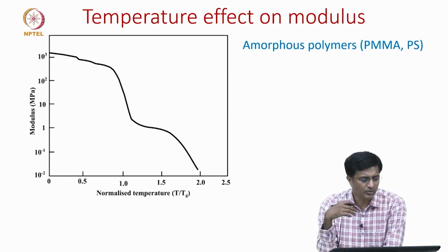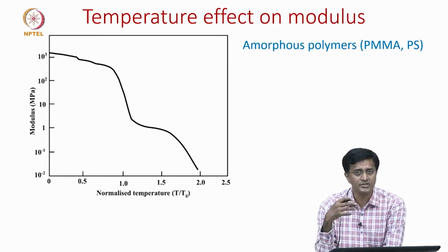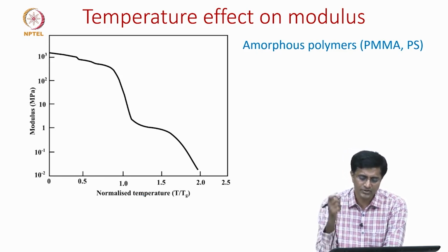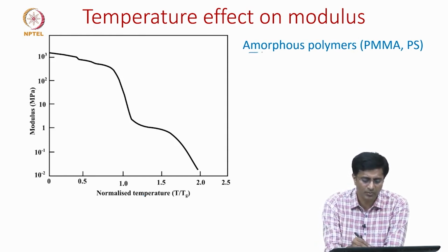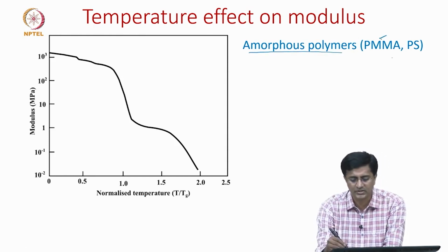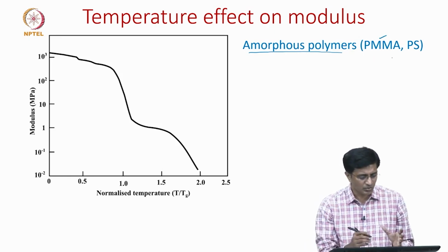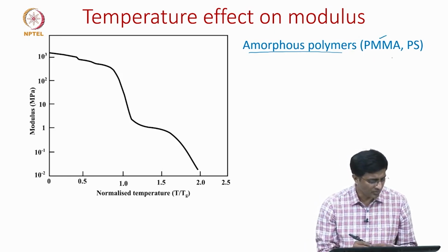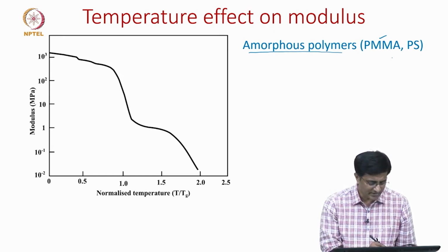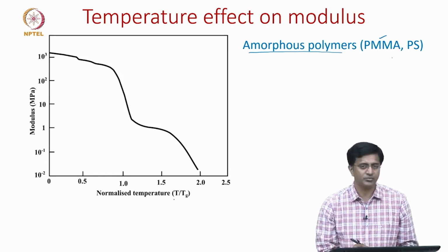Now, we will move into seeing how the modulus, which is a measure of the stiffness of a material, changes with temperature. For this we will take an example of an amorphous polymer. The examples are plexiglass and polystyrene. This figure shows on the y axis the modulus and on the x axis the normalized temperature.